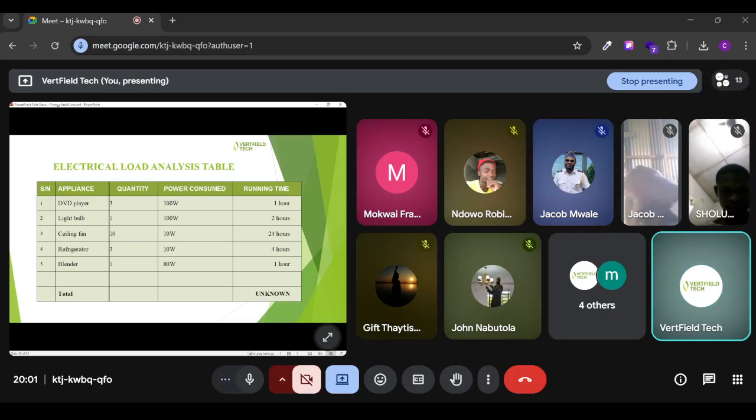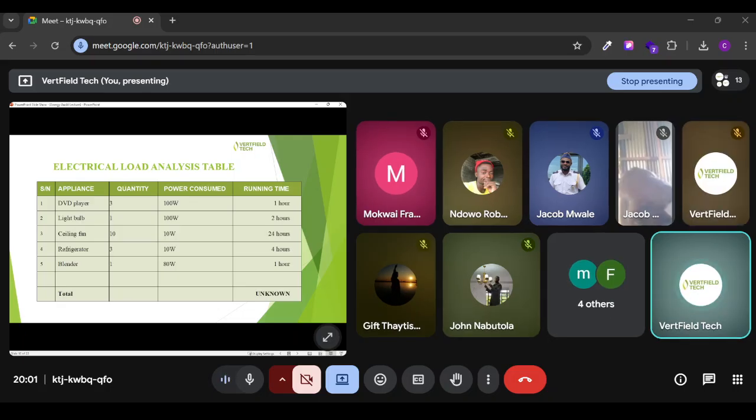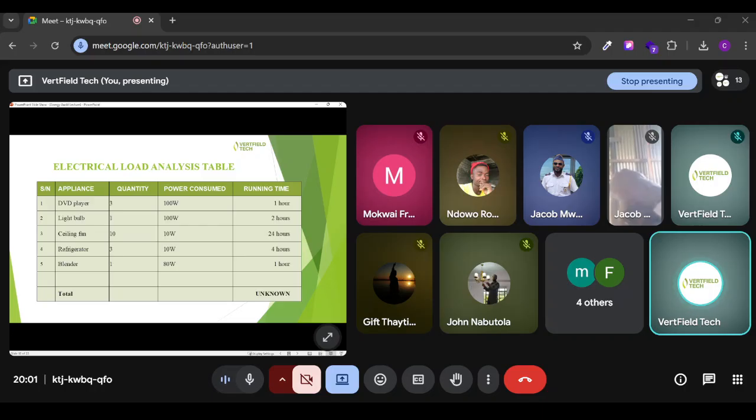So on this table of load analysis, it is assumed that our client for tonight, Mr. Jacob, has invited us to run a load analysis and to run a solar system for him in his facility. On getting there, we asked him that very first question: what is his energy need? And he has provided us with these five appliances to be powered up, and this is what you can see on my screen.